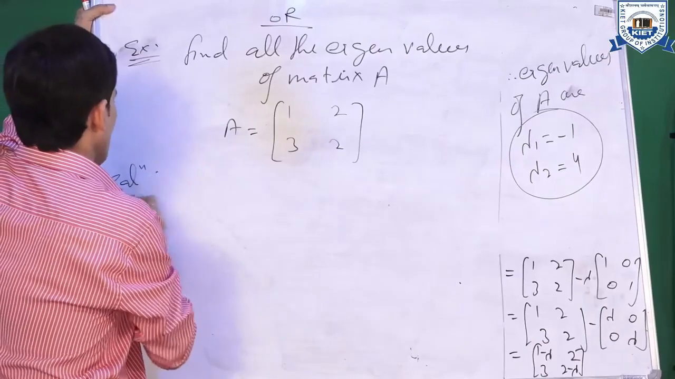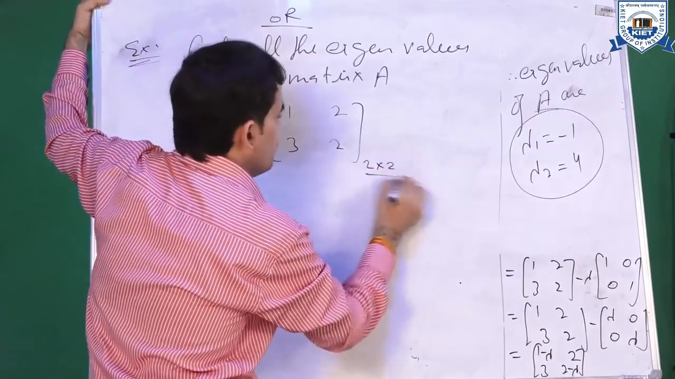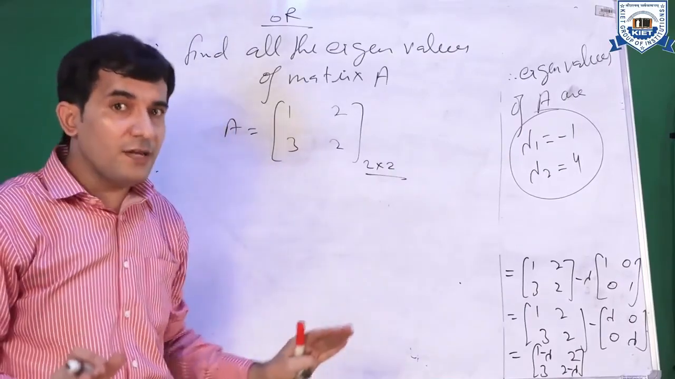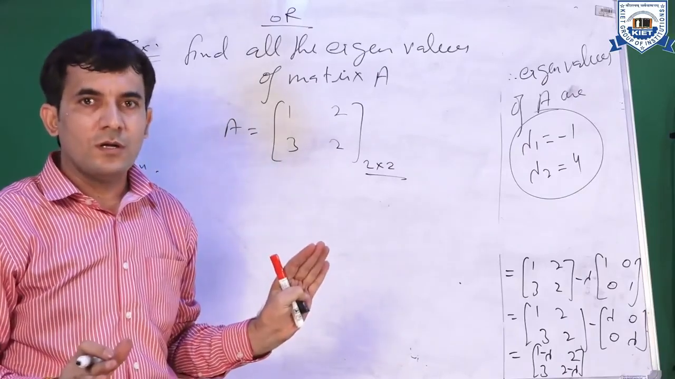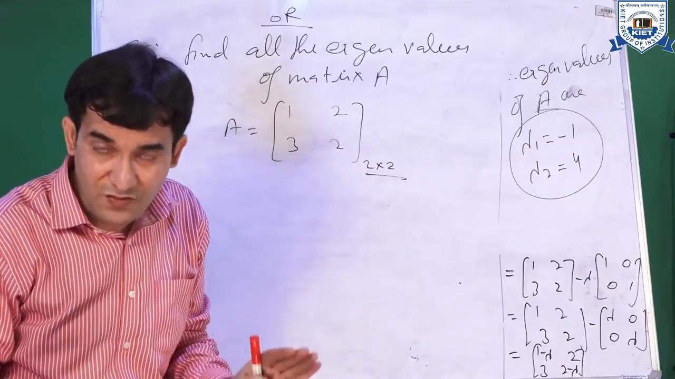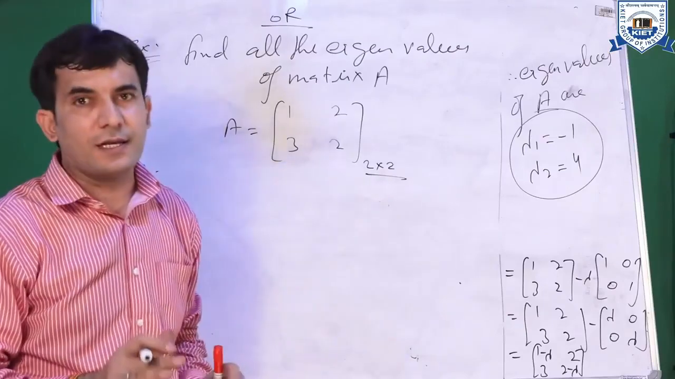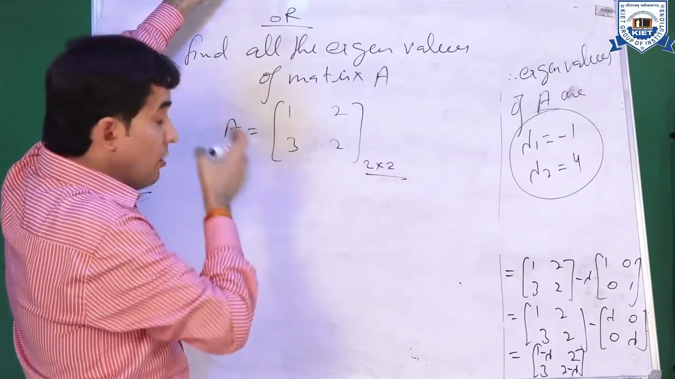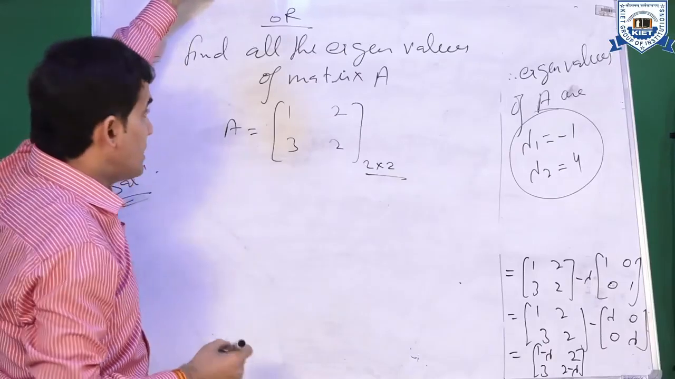Then we have to find its eigenvalues, and the size of this matrix is 2 cross 2. This is very important. We can find only eigenvalues and eigenvectors of a square matrix. For eigenvalue and eigenvector problems, we should have a matrix, and the matrix should be square. Now we are going to find all the eigenvalues of this matrix A by using another approach.